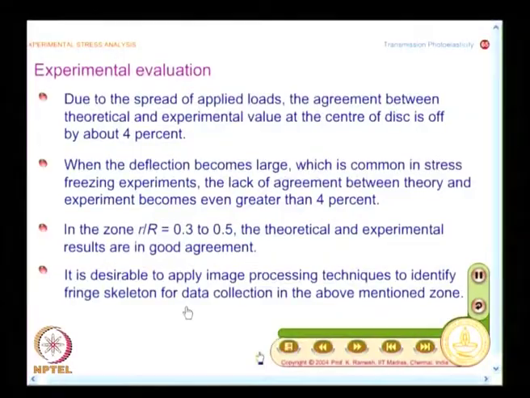Though you have phase shifting techniques which give you fringe order at every point in the domain, fringe skeletonization has its role in certain kind of problems. So, what we will now look at is, what is the basis of these image processing techniques. Our focus is to find out the data in this annular zone, but for me to do that, we need to know certain elements of digital photoelasticity which would be of interest to us.